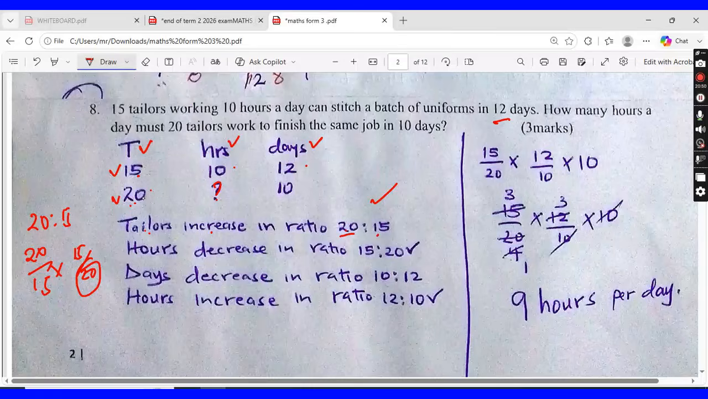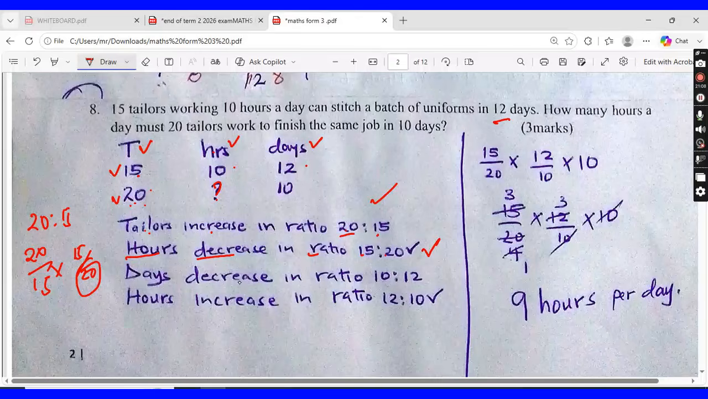Watu wa kufanya kazi wamekuwa wengi. Kwa hivyo the hours yenye watafanya kazi itakuwa kidogo. Therefore the hours will decrease in the ratio 15 to 20. So because we want hours, that is the one we are going to use. You mark it. Now we come and see what the days did.